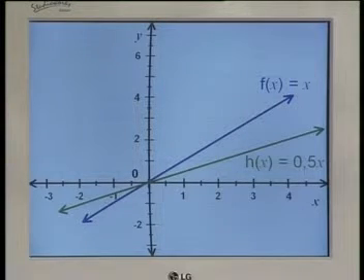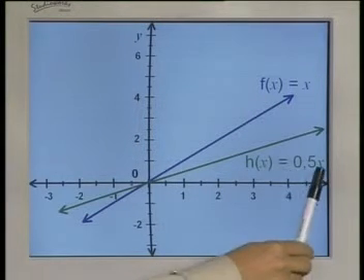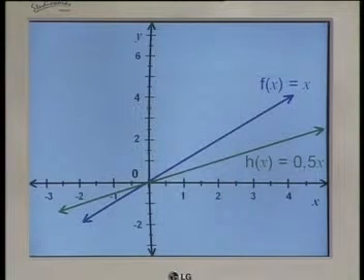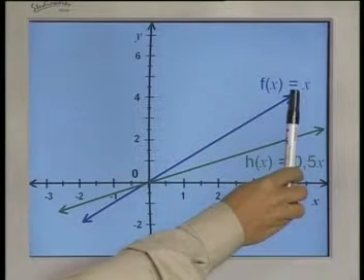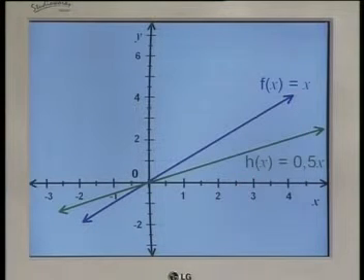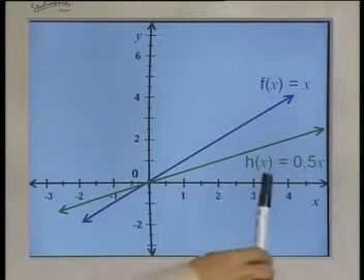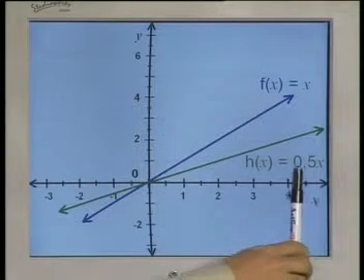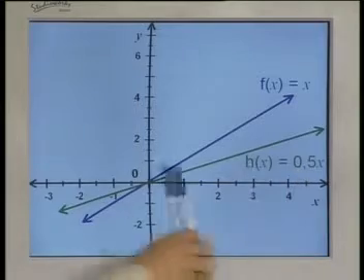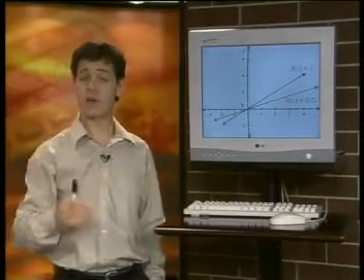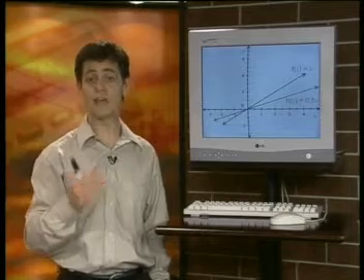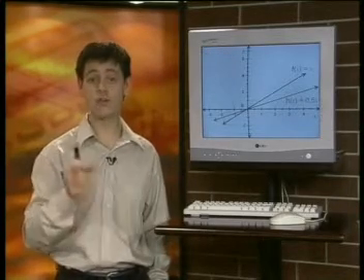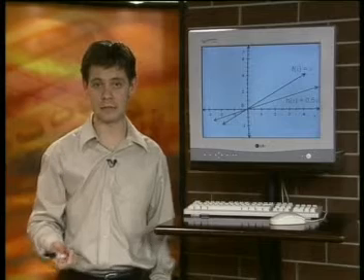Here we have the graph of h of x is equal to 0,5x. Can you see that the rate of change in the initial graph was 1 because the coefficient of x is 1, while h of x's rate of change is 0,5 because the coefficient of x is 0,5 or a half. Now this graph confirms for us that as the rate of change decreases, so the graph becomes less steep.